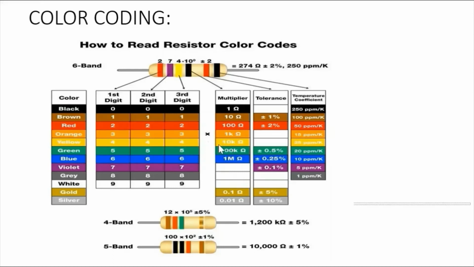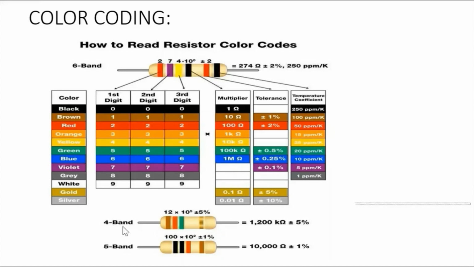It is 10 power 5. Similarly, for black it is 10 power 0, for brown it is 10 power 1, for red it is 10 square, up to blue it is 10 power 6. And next it looks like it is a gold color. Gold color denotes the tolerance value. For gold it is plus or minus 5%, and silver it is plus or minus 10%.